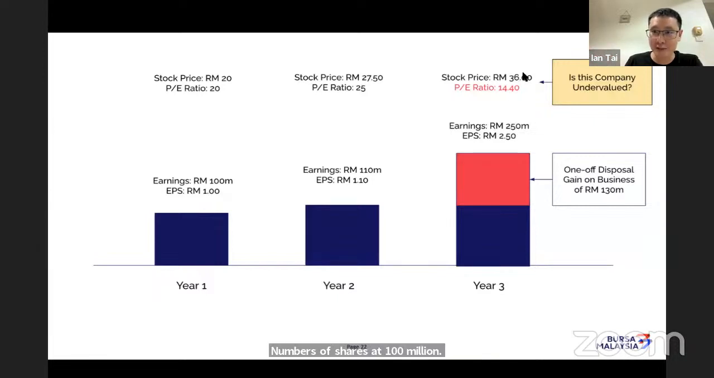Then you take the stock price of 36, divide by $1.20. That is how you get your true PE ratio. From there, we decide whether the stock is really a bargain or not quite a bargain. That's how you do it. Okay.